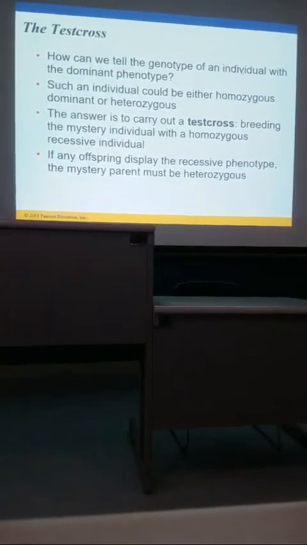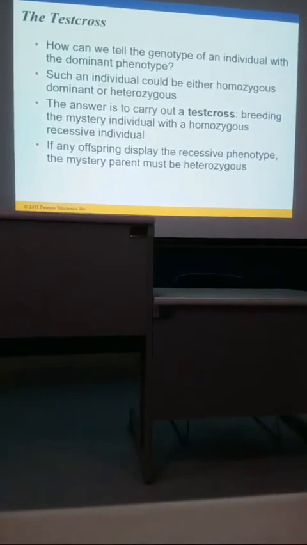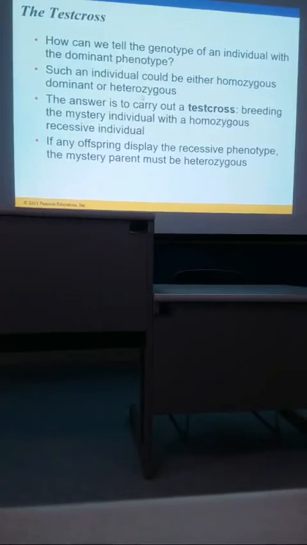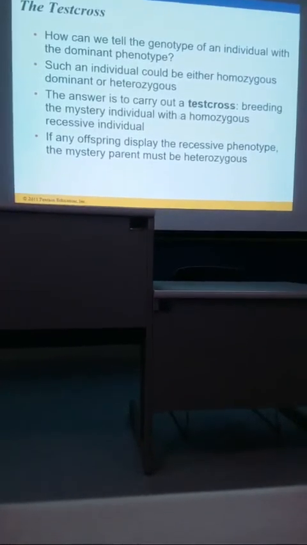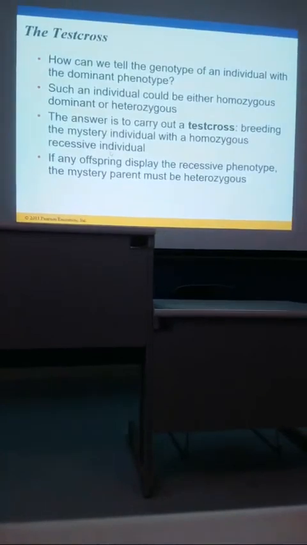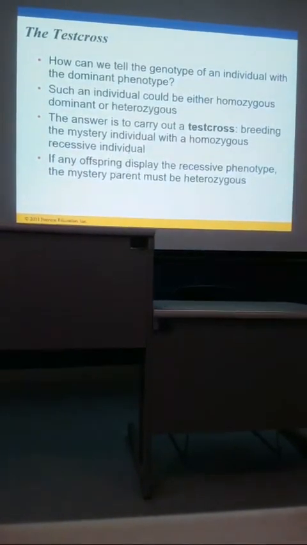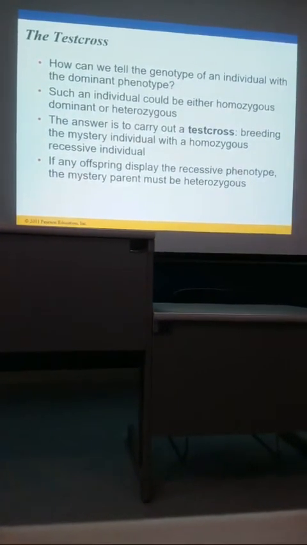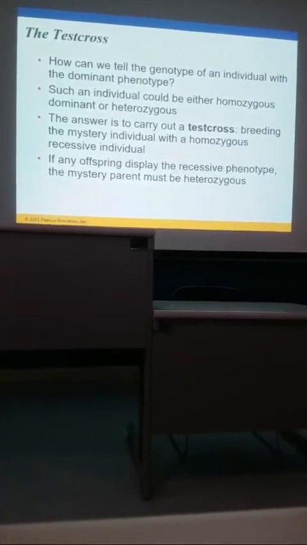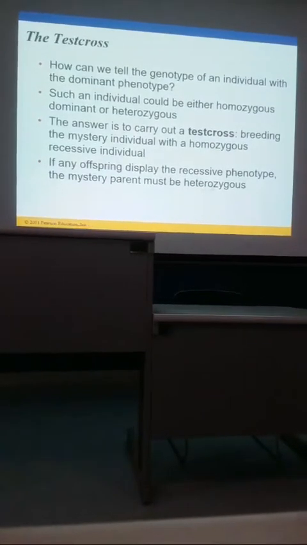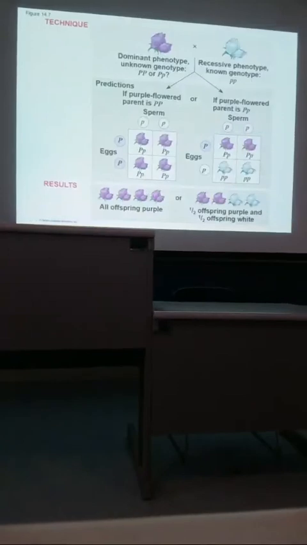Notice it says, how can we tell the genotype of an individual with a dominant phenotype? Such an individual could be either homozygous or heterozygous. They both show up the same. Do a test cross. Breed the mystery individual with a homozygous recessive individual, and if any offspring display the recessive phenotype, the mystery plant is heterozygous.